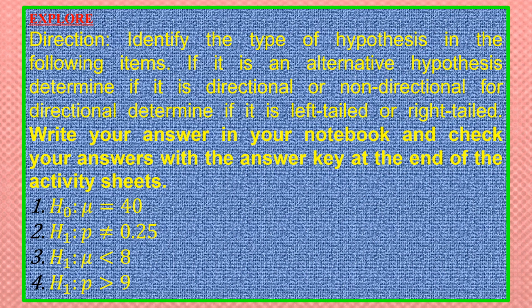For the explore, you're going to identify the type of hypothesis in the following items. If it is an alternative hypothesis, determine if it is directional or non-directional. For directional, determine if it is left-tailed or right-tailed. Write your answer in your notebook and check your answer with the answer key at the end of the activity sheets.